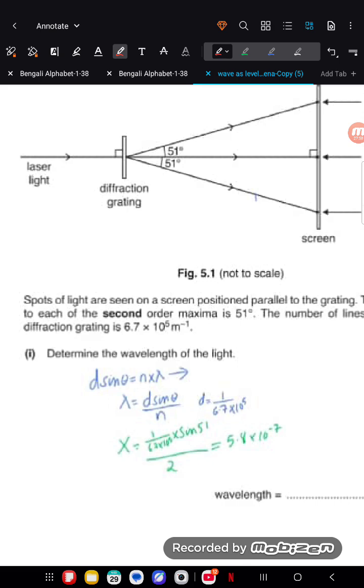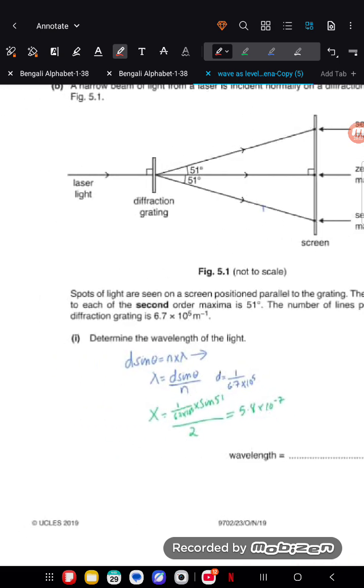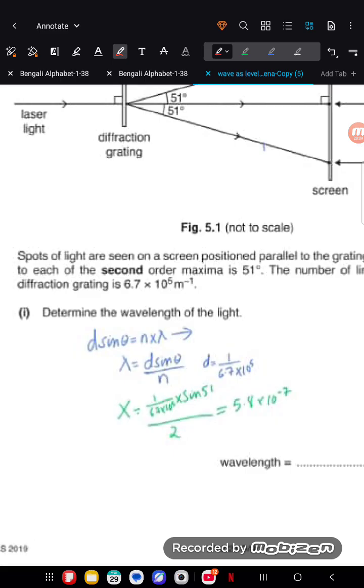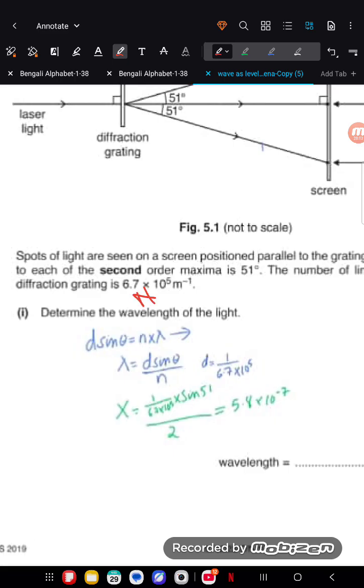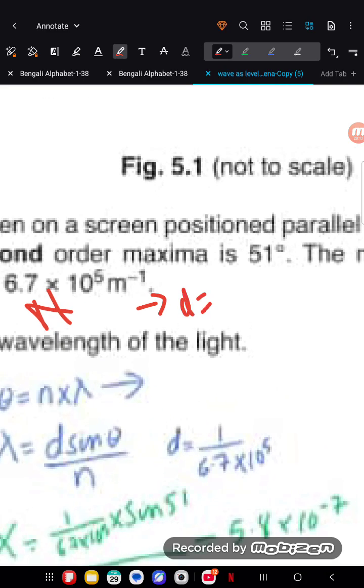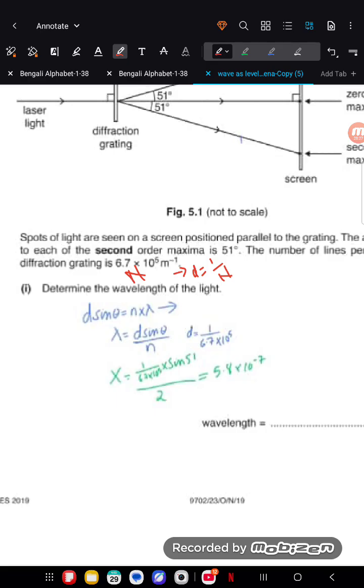Now d is not given, so here they have given the number of lines. A number of lines means that is capital N. Find d. That formula is d is equal to 1 by N, right? So here I will get d. If I get d, I can just substitute the value here and get it.